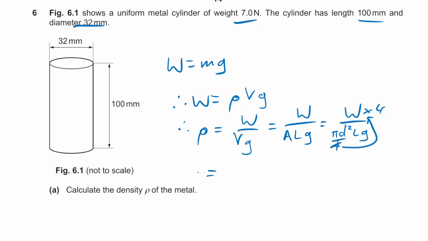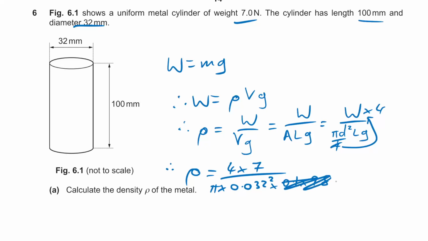So therefore density is equal to 4 times 7 divided by pi times, what's that, 32 millimeters. So I'm just going to say 0.032 squared times by 0.1 meters, because that's 100 millimeters, times 9.8. I'm just going to call that times by 0.98. And that gives me 8,881. So I'm going to say 8,900 if I'm going to be consistent with sig figs. And that's kilograms per meter cubed.